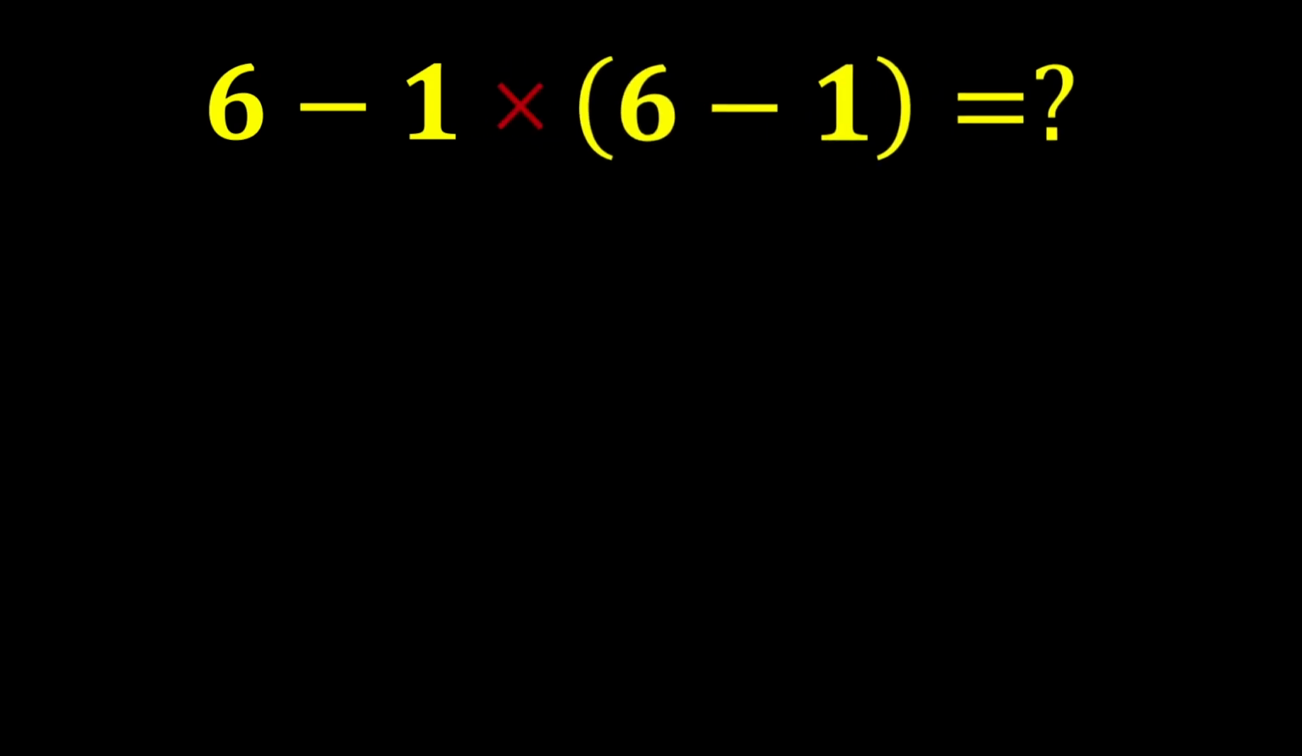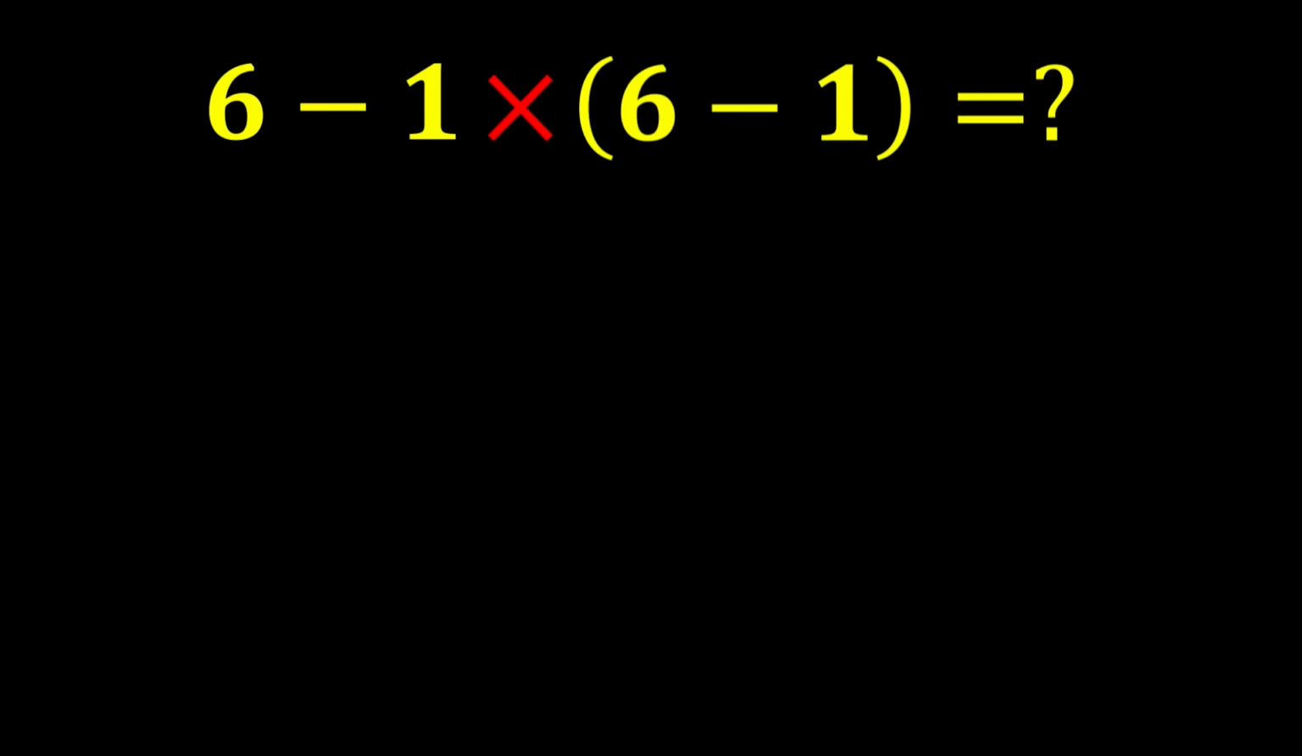6 minus 1 times 6 minus 1. In this expression, there is one subtraction, one multiplication, and one parentheses. Inside the parentheses, there is a subtraction. The multiplication is written here. In mathematics, when a number is placed next to parentheses, it means that the number is multiplied by the expression or number inside the parentheses. However, for simplicity, the multiplication sign is usually not written.